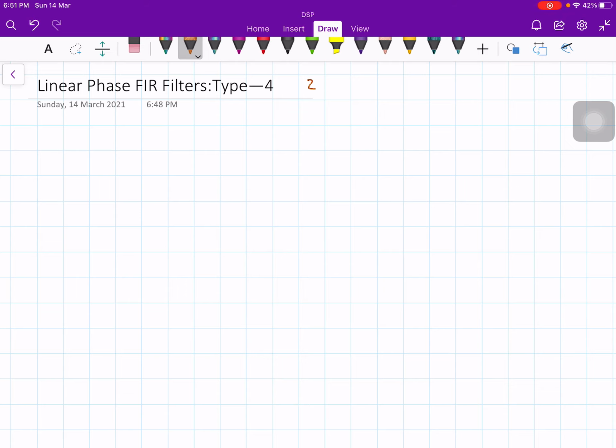Okay, so in this lecture let us consider type 4. We are discussing linear phase FIR filters. So let's talk of type 4. In type 4, h of n is equal to minus h of capital N minus small n, that is antisymmetry.